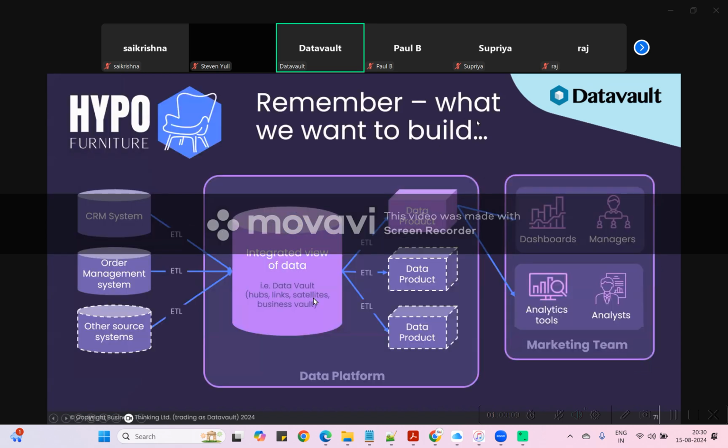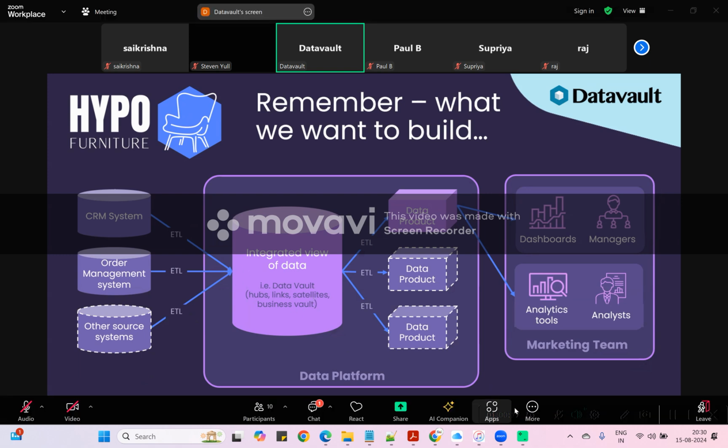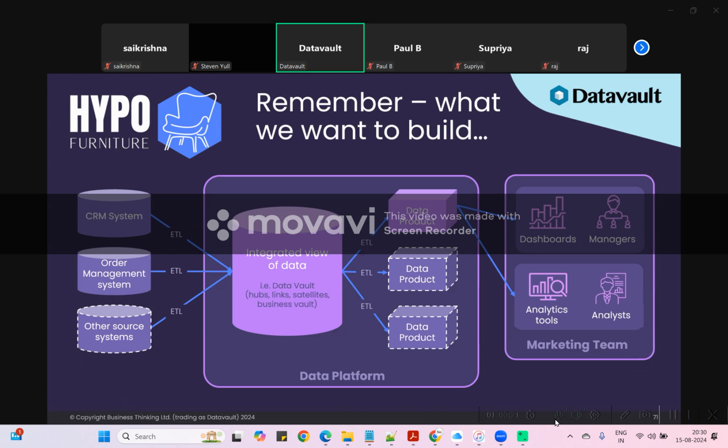So remember, this is what we want to build. So we have two source systems, CRM and order management. We're going to be landing that data using ETL. Over time, we'll add other sources to the mix as we build out the system itself. We're going to have an integrated view of data. That's what Data Vault is. That's where our hubs, links, and satellites sit.